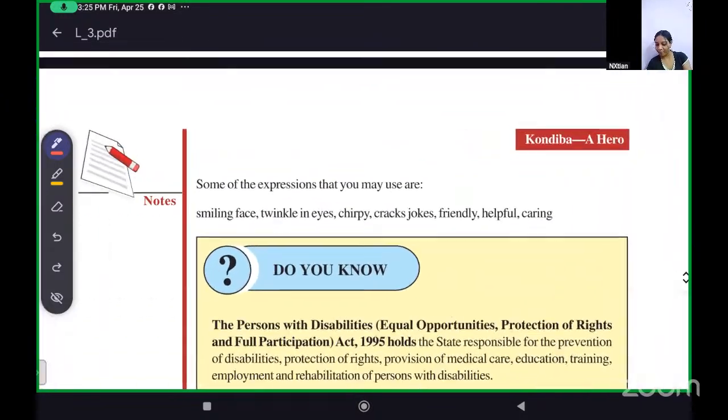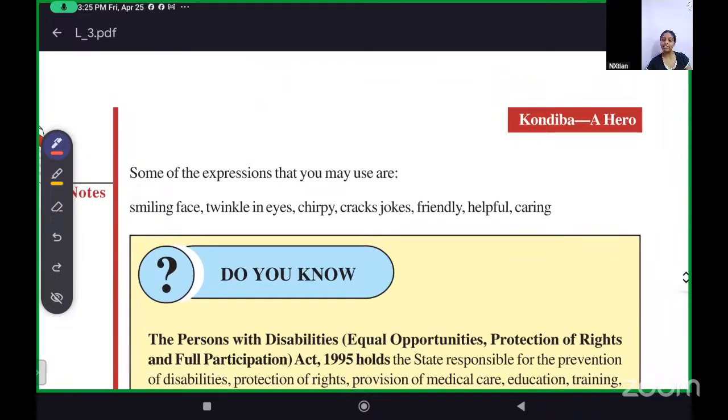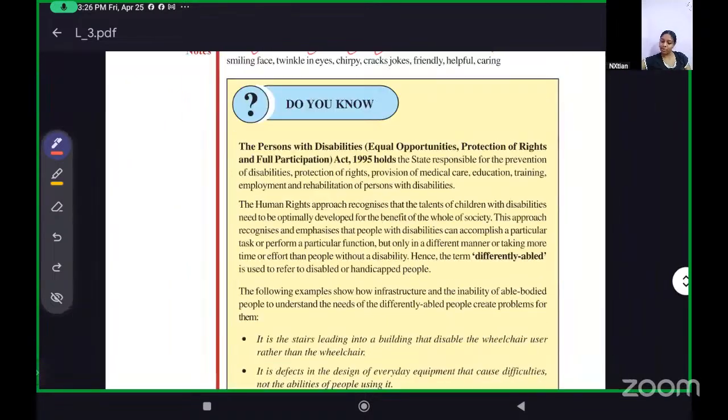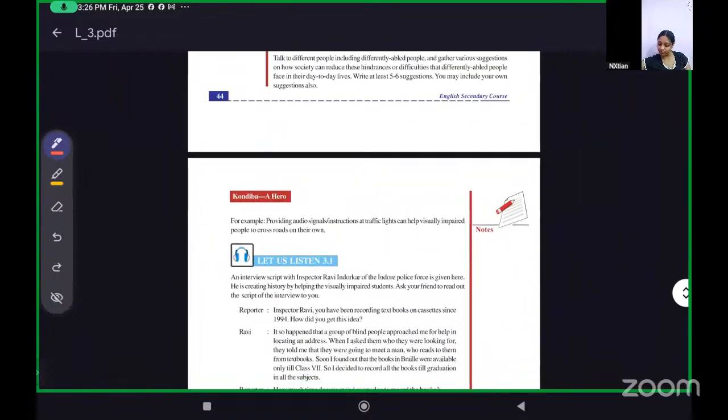And some of the expressions that we can use are smiling face, twinkling eyes or twinkle in the eye, chirpy, cracks jokes, friendly, helpful, caring. Okay, smiling face and twinkle in the eye are some physical traits. Chirpy, friendly, helpful, caring, cracks jokes are personality traits. So you can use them too. You can use any phrases such as these. Okay, you can read it at home.